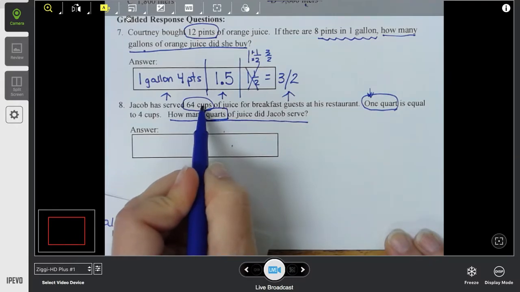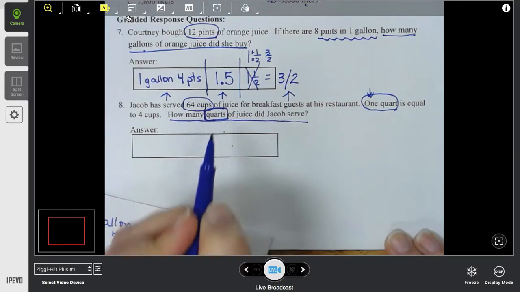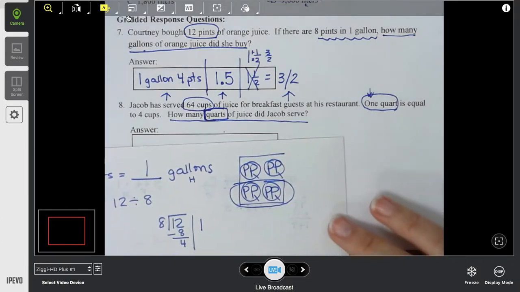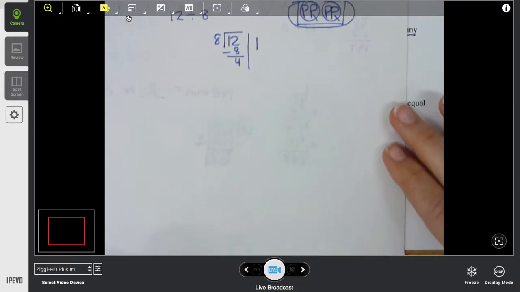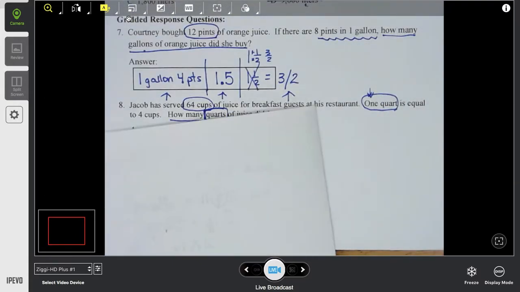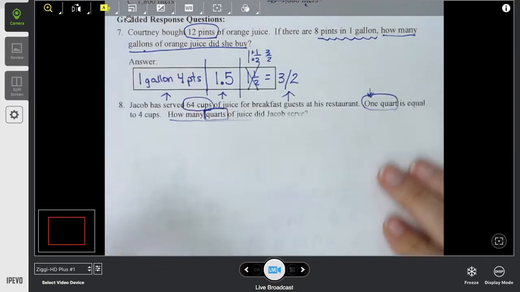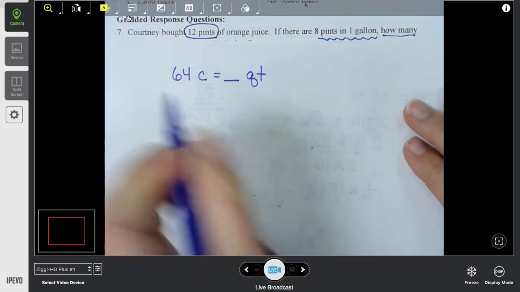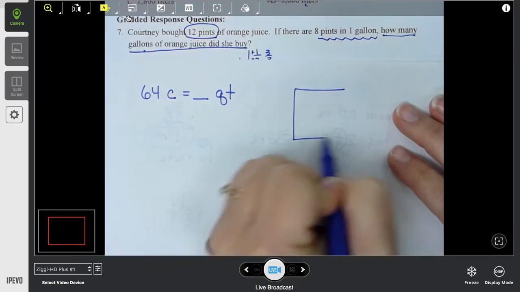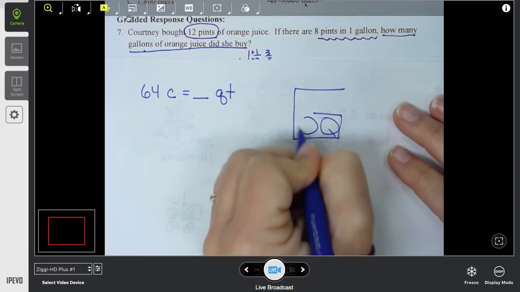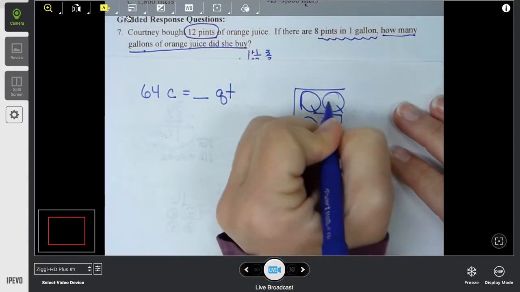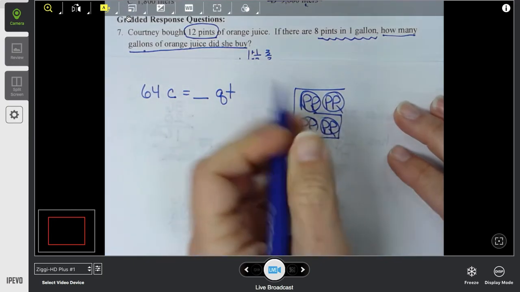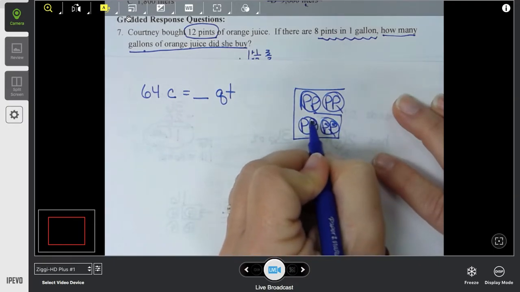So we have to change these cups into quarts. They want to know how many quarts. Cups to quarts. 1 quart equals 4 cups. And if you remember, I'm going to go back to this drawing up here. Actually, let's make a new one. We're going to make a new one. All right, so we know he's got 64 cups, and we're going to figure out how many quarts that is. So in order to do this direct conversion, we're going to do our drawing again. There's our gallon and our quarts and our pints. And inside each pint is 2 cups.